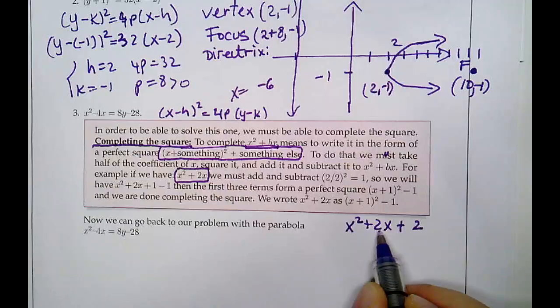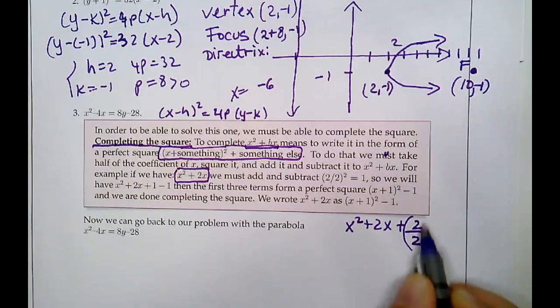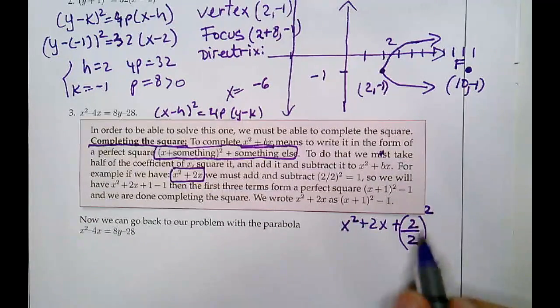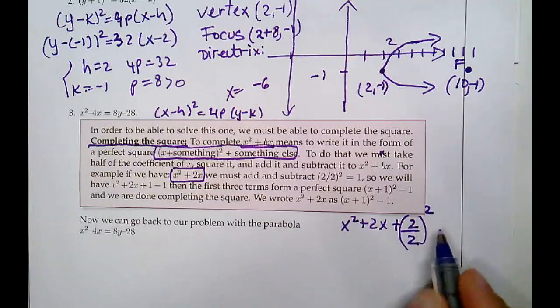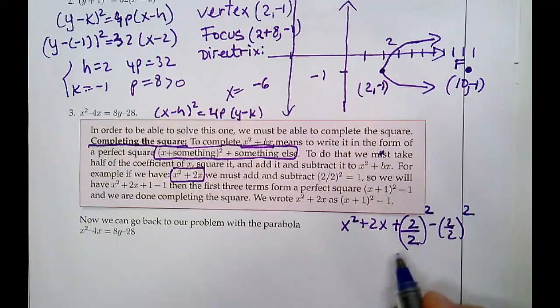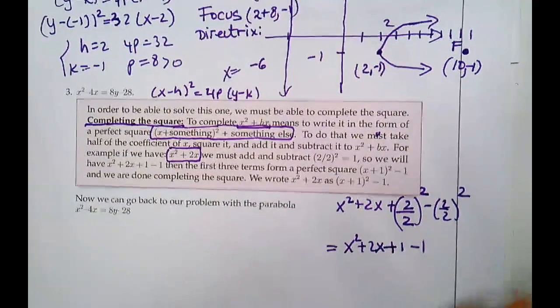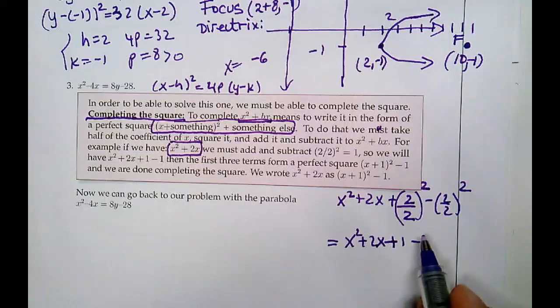I'm going to take the coefficient of x, which is 2. I'm going to half it, so divide it by 2, and then square it. If I add this quantity, I also need to subtract it so that I don't change what I'm working with. So x squared plus 2x: 2 divided by 2 is 1, and 1 squared is 1. So I added 1 and subtracted 1. Adding 1 and subtracting 1 is like adding 0, so it's like not changing it.